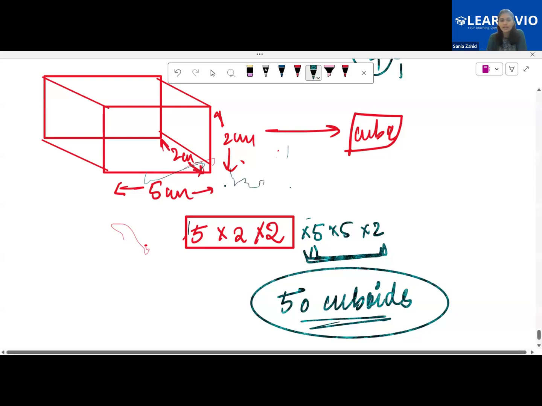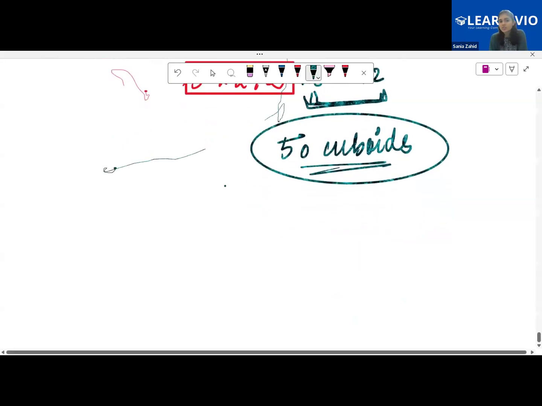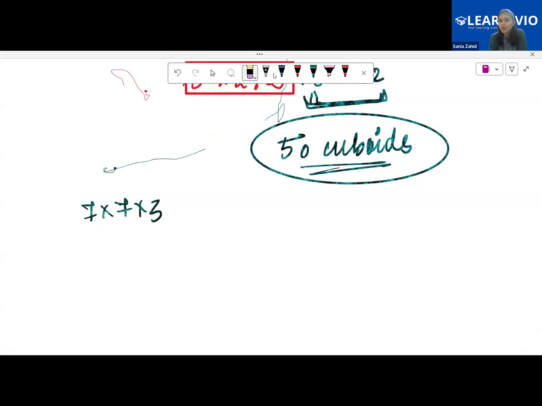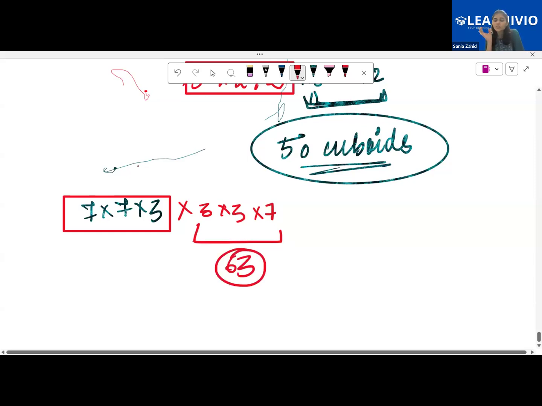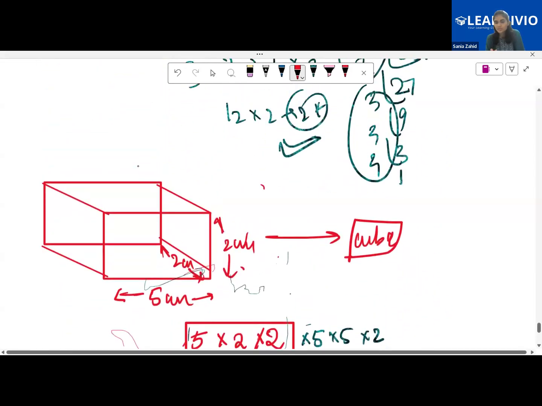If I change the dimension, if I write the dimension of the cuboid as 7 into 7 into 3, how many cuboids are needed? I will just try to make this number a perfect cube. How will I do it? I will multiply with 3 into 7. Just check what is my answer for this number. I have 3 into 3 is 9 and 9 into 7 is 63. That means I need 63 cuboids. That is how we will solve such questions.